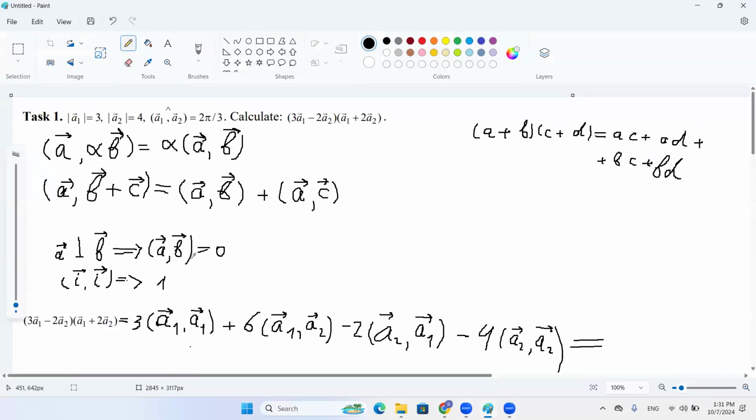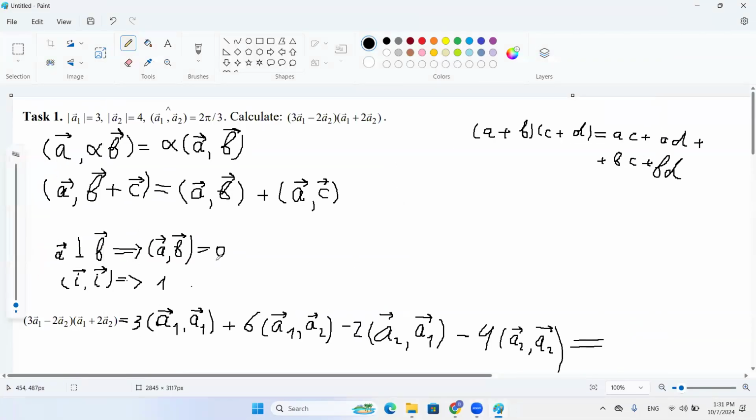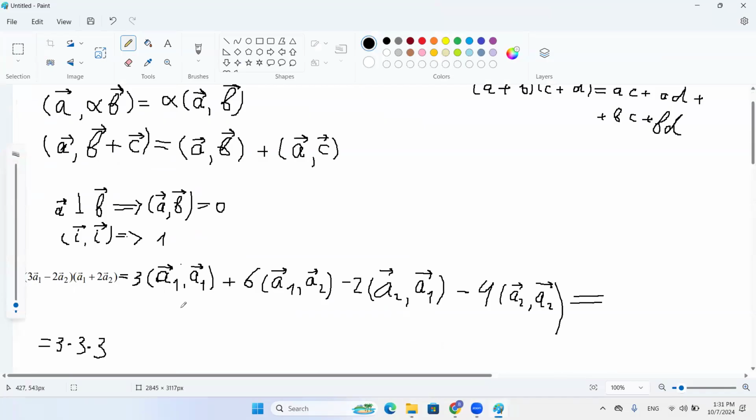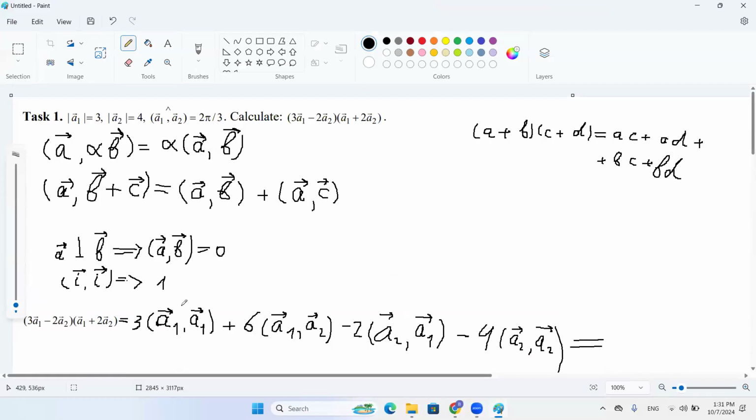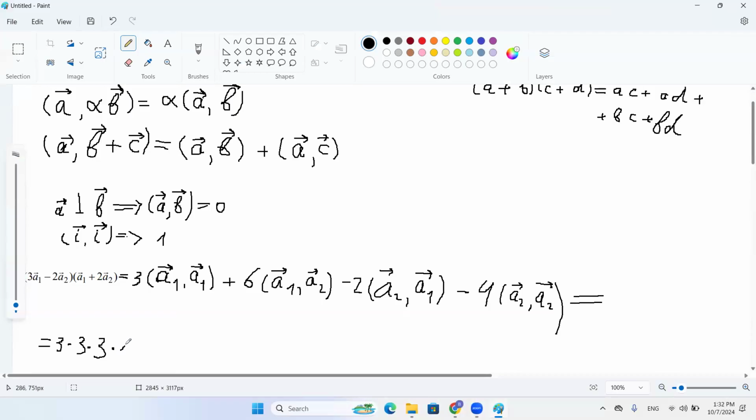So 3 by 3 by 3, we multiply 3 by the modulus of A1. And what is the cosine of the angle between these vectors? 0. Are you sure? The angle is 0, but the cosine? 1. Yeah, 1, so I mixed it up. Don't confuse it with the sign.